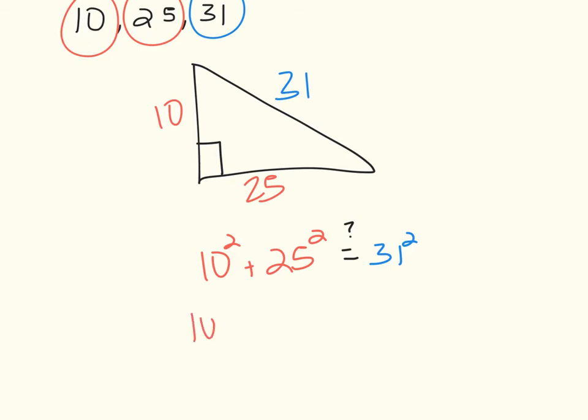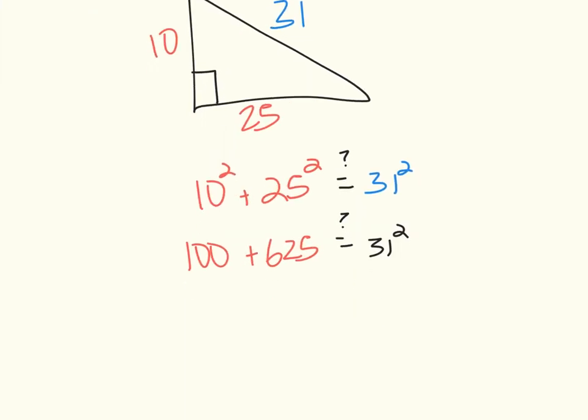10 to the power of 2 is 100, plus 25 to the power of 2, which is 625. And is that going to be the same as 31 to the power of 2? 100 plus 625 is 725. And is 725 the same as 31 to the power of 2?